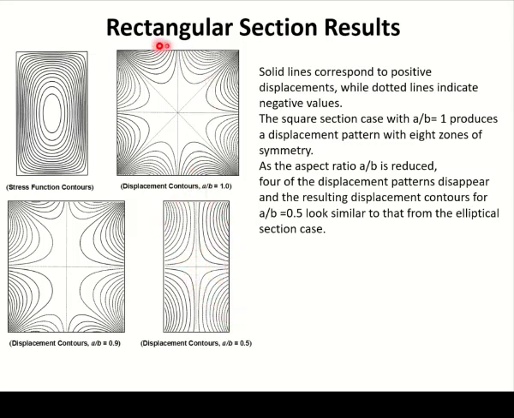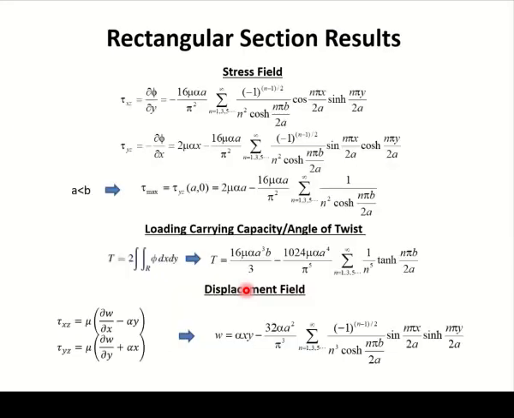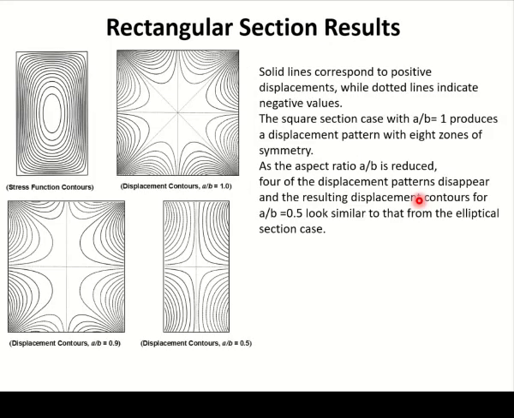So when you get away from this symmetry, this is square, and if you get more elliptical, you will get a similar case as we did before. But nevertheless, as long as you have these two equations, you can get your displacement, and here you can get your shear stresses, and you can find your maximum shear stress if you take the square root of the sum of the squares of those two numbers.